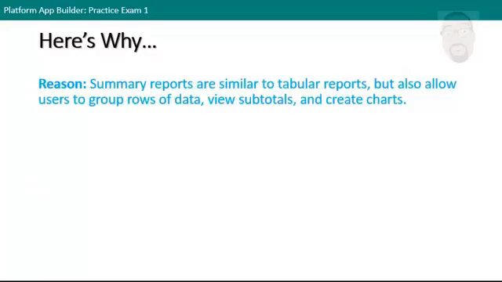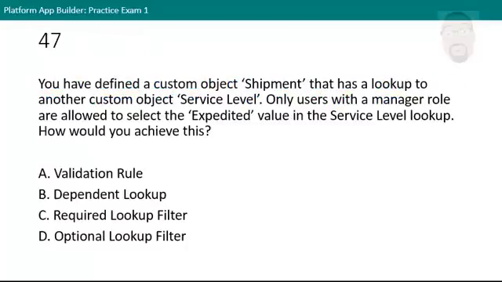Summary reports are similar to tabular reports, but also allow users to group rows of data, view subtotals, and create charts. You have defined a custom object shipment that has a lookup to another custom object service level. Only users with a manager role are allowed to select the expedited value in the service level lookup. How would you achieve this?